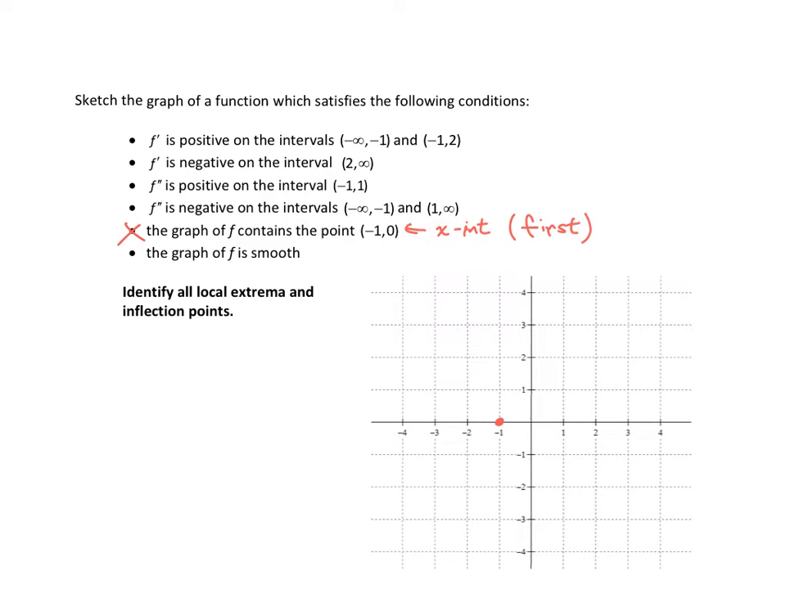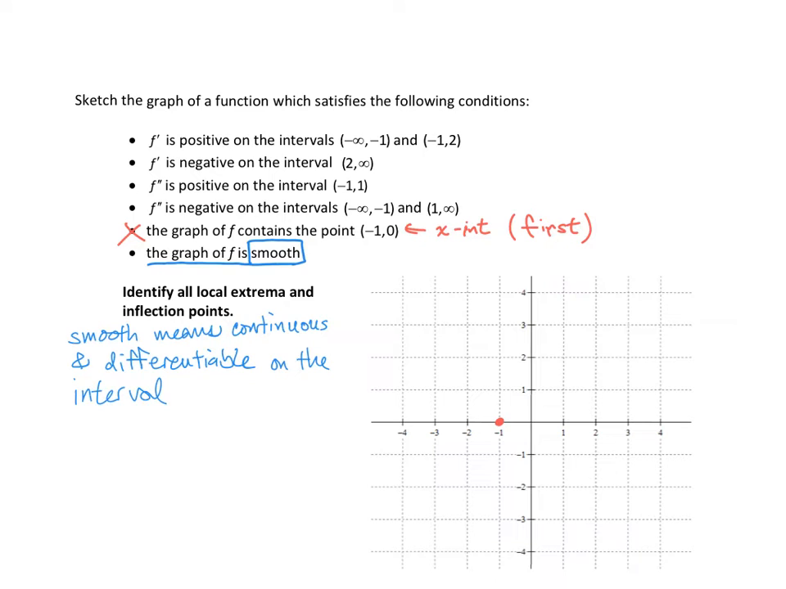The next easiest thing to do here is to look at this phrase, the graph of f is smooth. This word right here means a lot. Smooth means continuous and differentiable on the interval. And so you might be asking yourself, what interval? Well, if there's no interval given, then we assume that the interval is all real numbers. So again, with the interval here, we are talking about a domain.